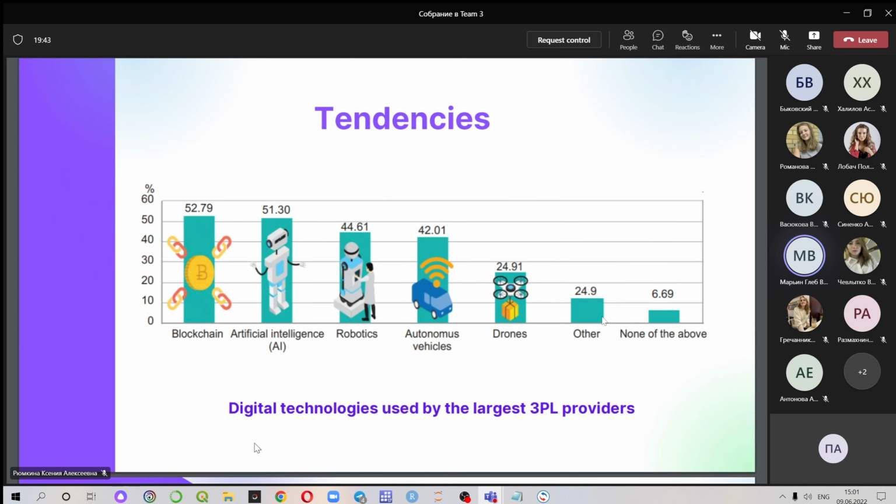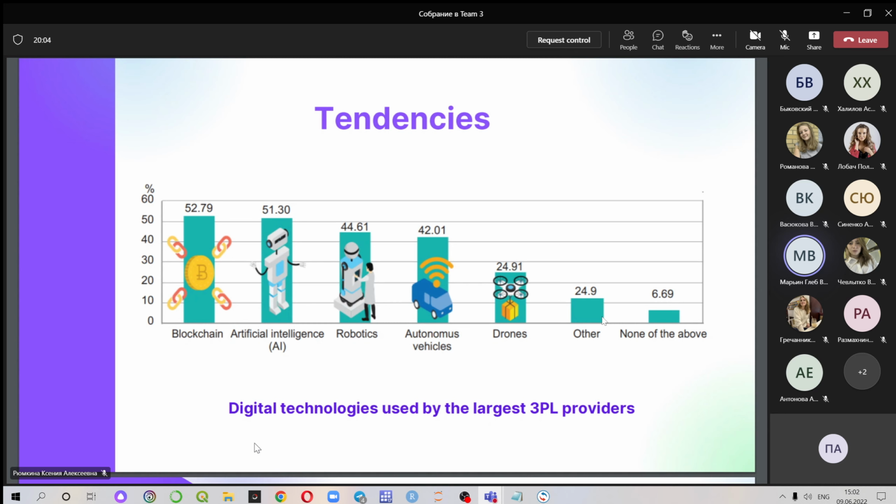Of course, 3PL providers play a leading position in the digitalization of logistics and the digital transformation of supply chains in the world. The presented diagram shows that blockchain, artificial intelligence, and robotics are the most trending technologies.